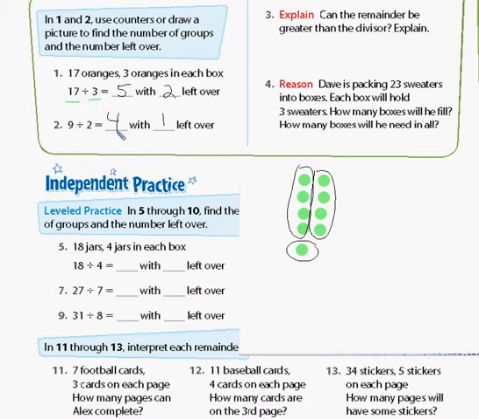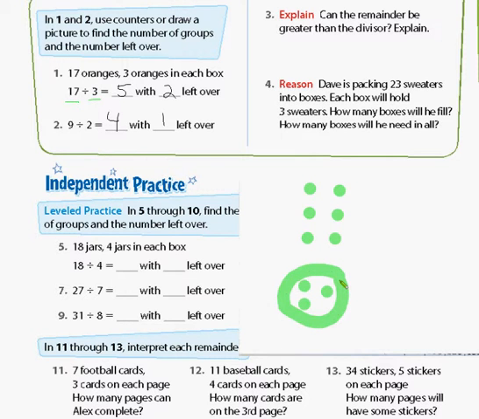Okay, let's go ahead and look at problem number 3. Erase my little work area here. Okay. Can the remainder be greater than the divisor? And explain. Okay, you cannot have a remainder larger than the divisor, because if you had more left over, you could put it into another group, for instance. So if we take the same problem, 9 divided by 2, and we go 1, 2, 3, 4, 5, 6, and we'll say 7, 8, 9 is my remainder.